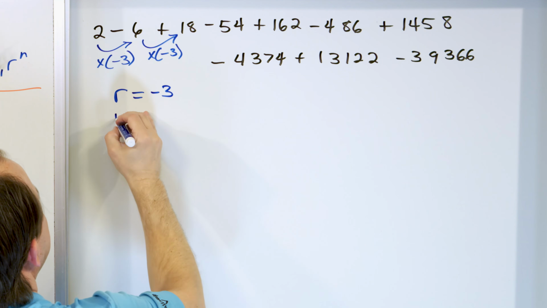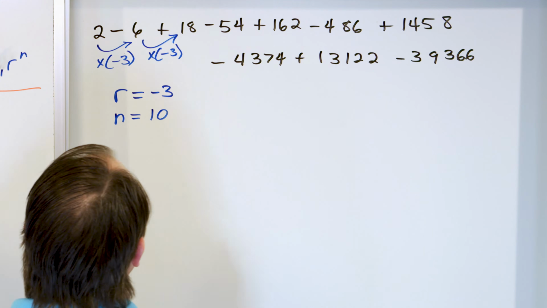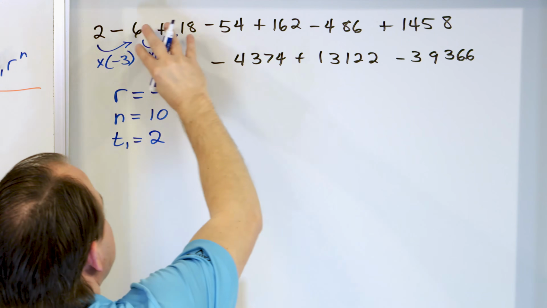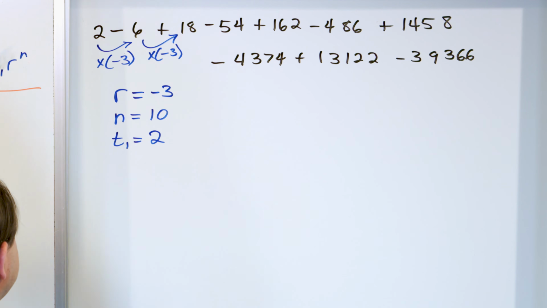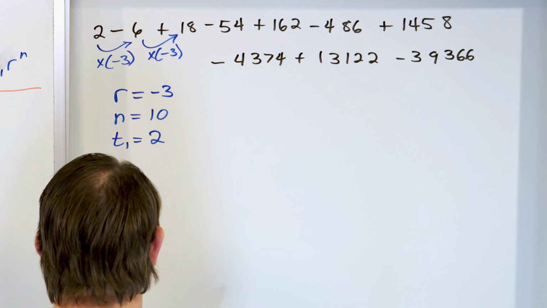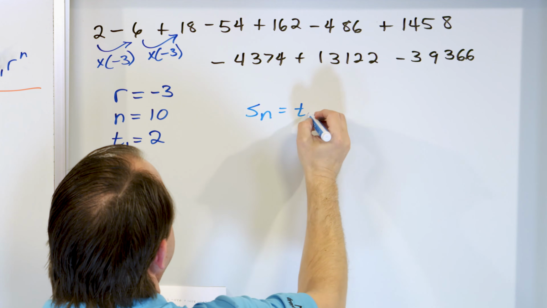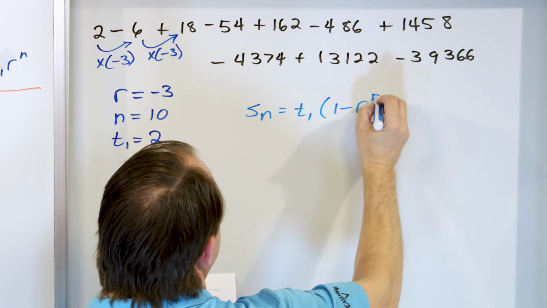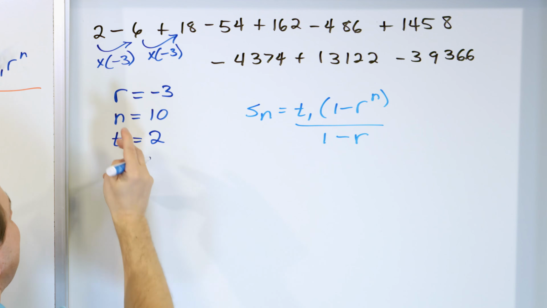We also know that there are n equals 10 terms, because when you count the terms, you get 10. And we also know that the first term is equal to 2. So by being given the sequence, we can pull all of this information out, and that's all that we need to solve this problem. Okay? The nth partial sum is equal to the first term times 1 minus r to the power of n divided by 1 minus r.